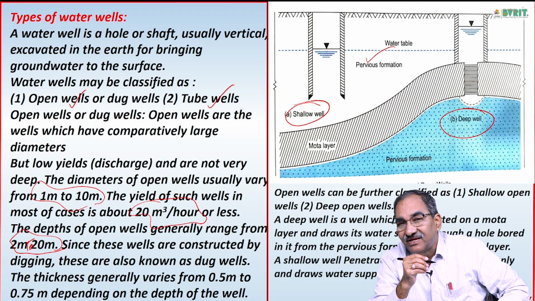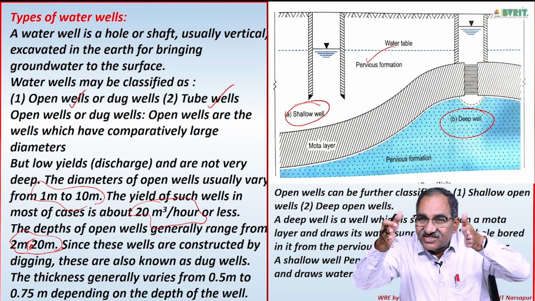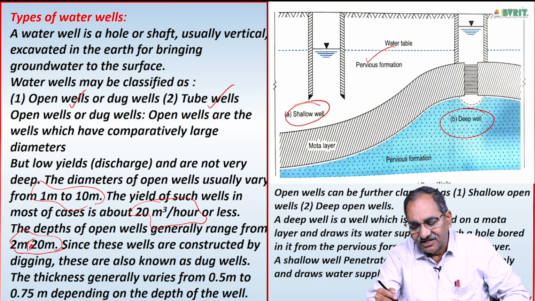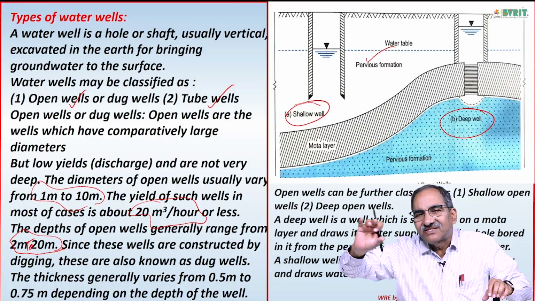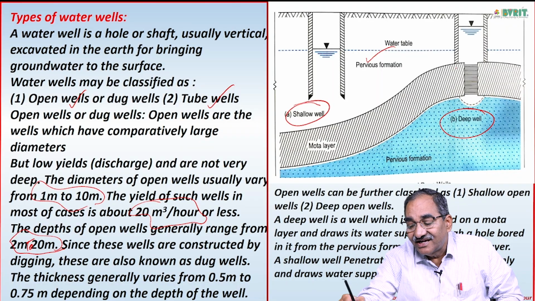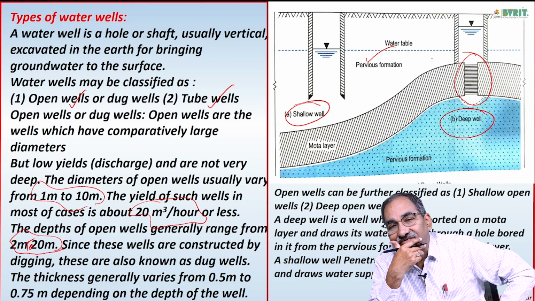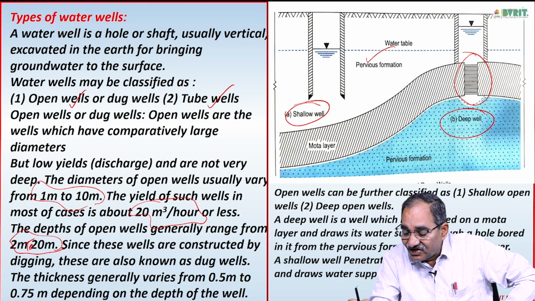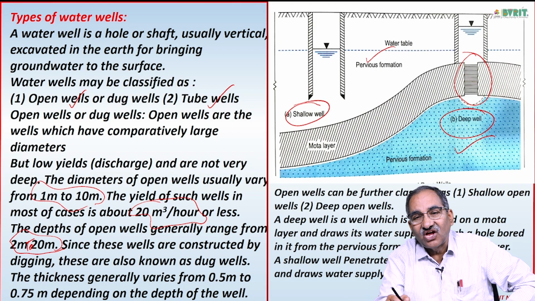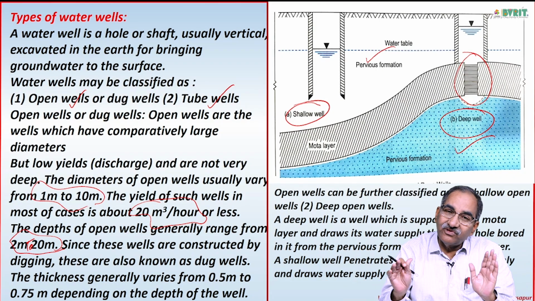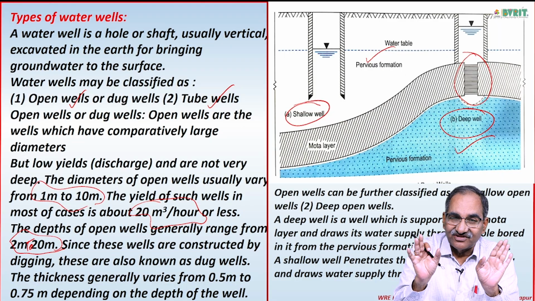Whereas a deep well naturally rests on some impervious layer, not a highly impervious layer, but some impervious layer. So, it rests on the impervious layer, we make a hole in the impervious layer, and then we draw water from the pervious portion. This type of well is called a deep well. So, one is shallow well, the other is deep well. In both cases, the depth is not large.